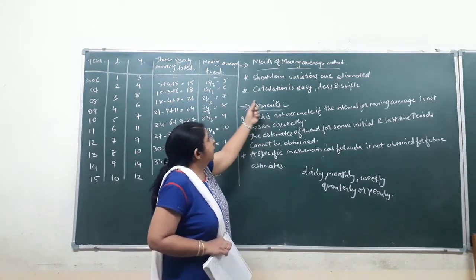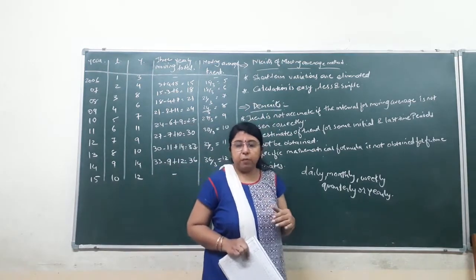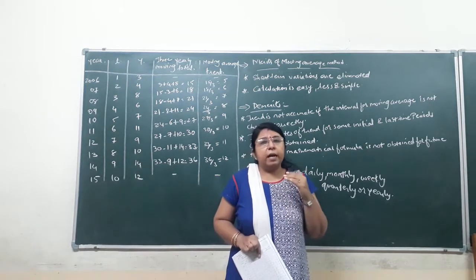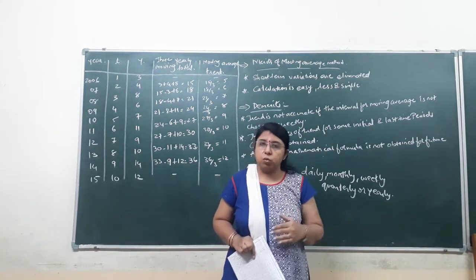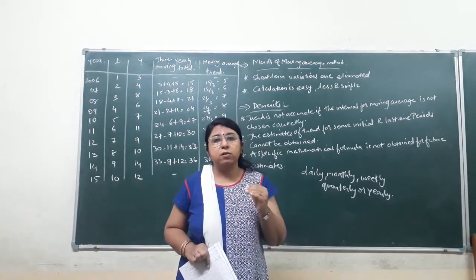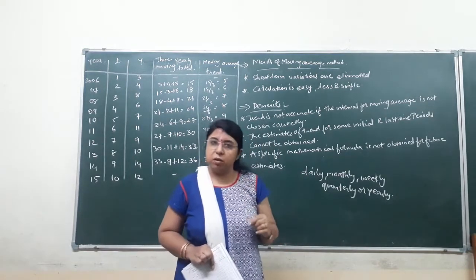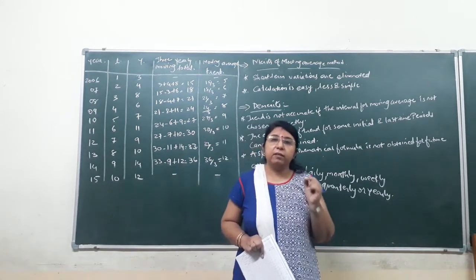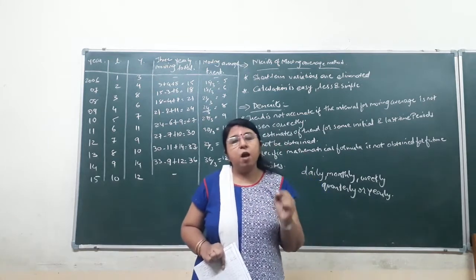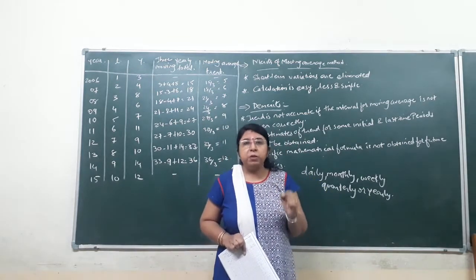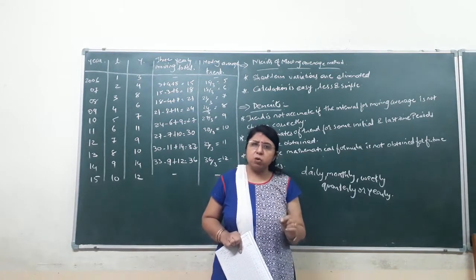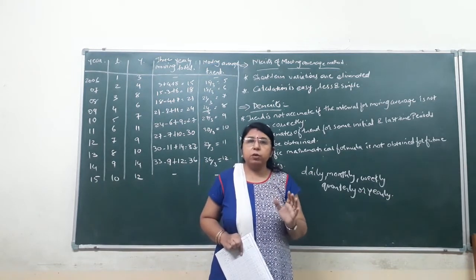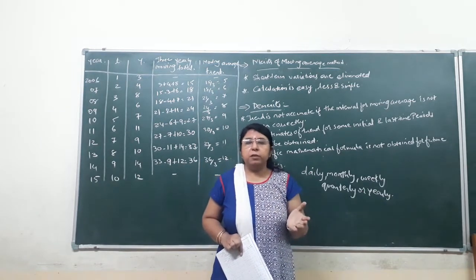Next one, calculation is easy, less and simple. It means whatever calculations you do by this method are quite easy and understandable even to average students. So easily you can score good marks from this sum that has been asked in the question. Now students, before continuing with the limitations, I would like to clarify that the moving average method sum will be asked in section F for 5 marks. So certainly one question would be of this method in section F of 5 marks. So easily you can score 5 out of 5 because this method is quite easy.